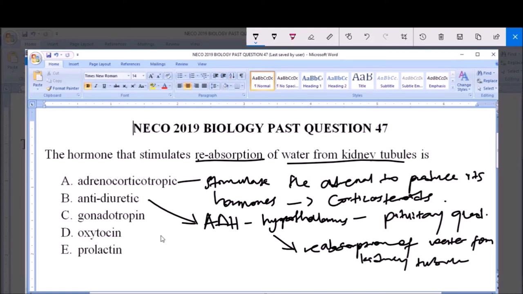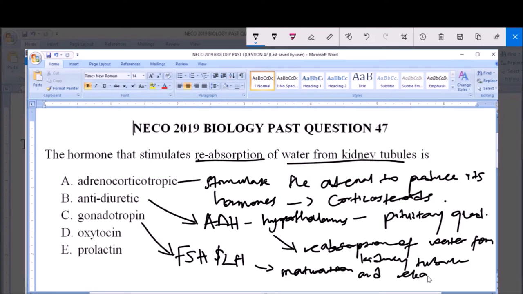Now, option C is gonadotropin hormone. This gonadotropin hormone includes the FSH, that's the follicle stimulating hormone, and the LH, the luteinizing hormone. These two hormones are concerned with the maturation and release of gonads.